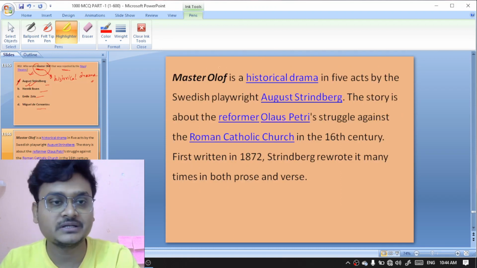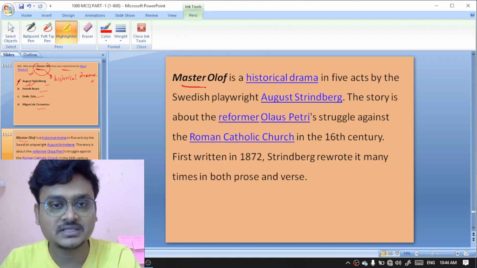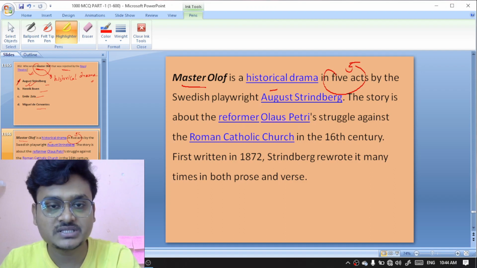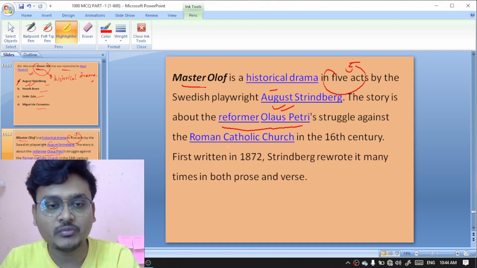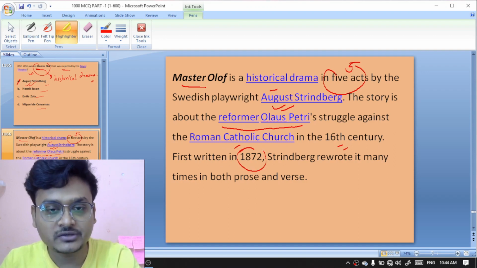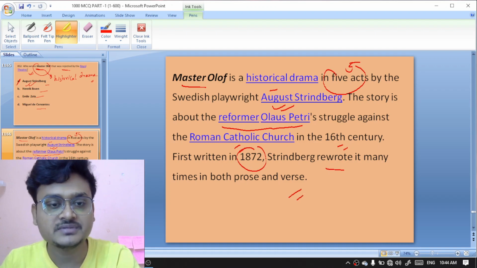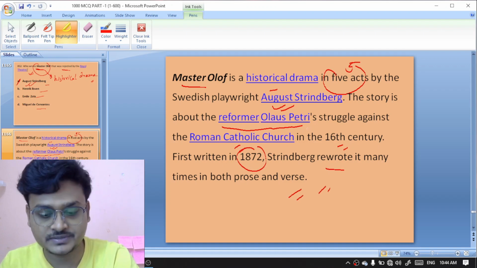Let's look at this explanation here. Master Olof is a historical drama in 5 acts by the Swedish playwright August Strindberg. The story is about the reformer Olaus Petri's struggle against the Roman Catholic Church in the 16th century. First written in 1872, Strindberg rewrote it many times in both prose and verse.